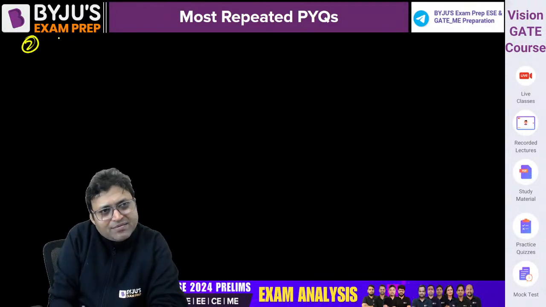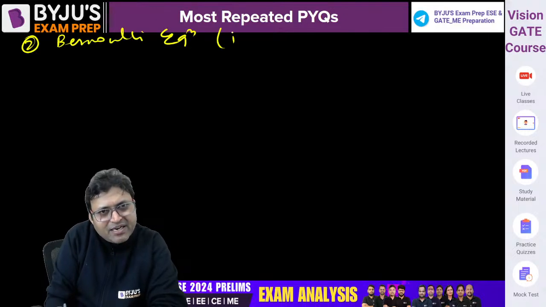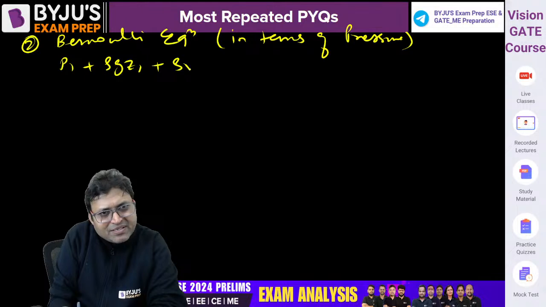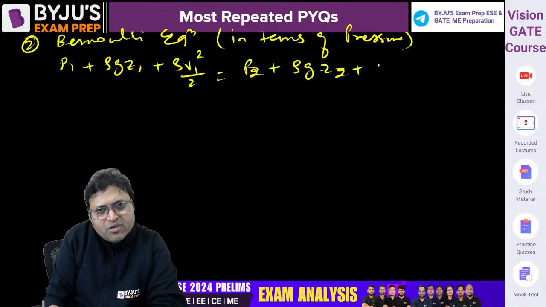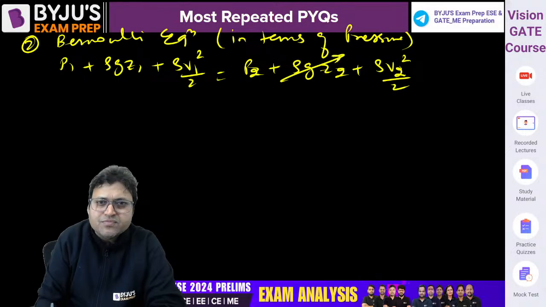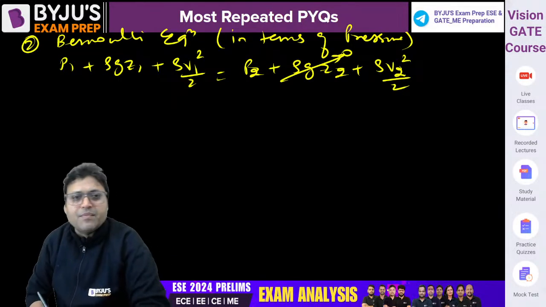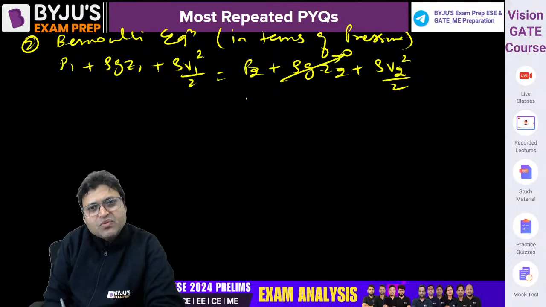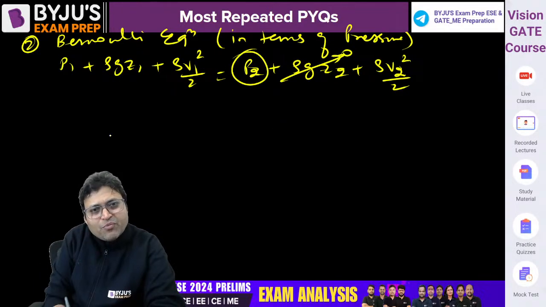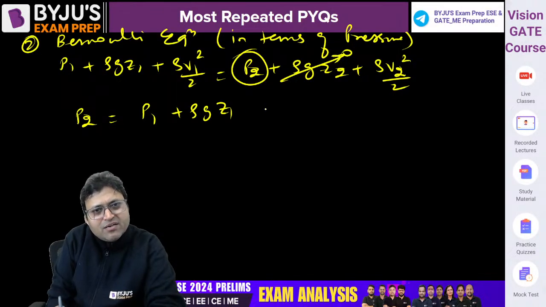Now if we apply the Bernoulli equation, let us write the Bernoulli equation in terms of pressure. So P1 plus rho g Z1 plus rho V1 square by 2 is equal to P2 plus rho g Z2 plus rho V2 square by 2. That is how we write the Bernoulli equation. Z2 is 0. So the objective is to find out P2. P2 is equal to P1 plus rho g Z1 minus rho by 2 into (V2 square minus V1 square).